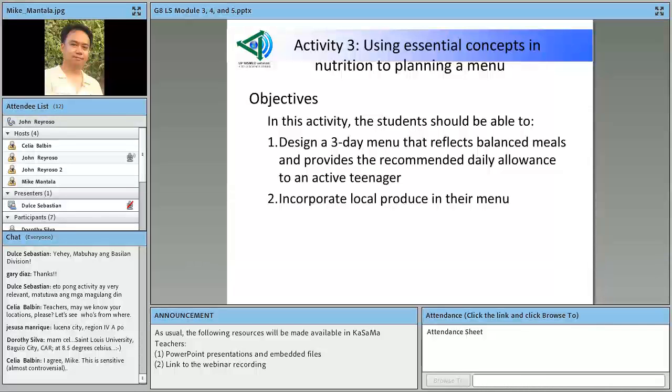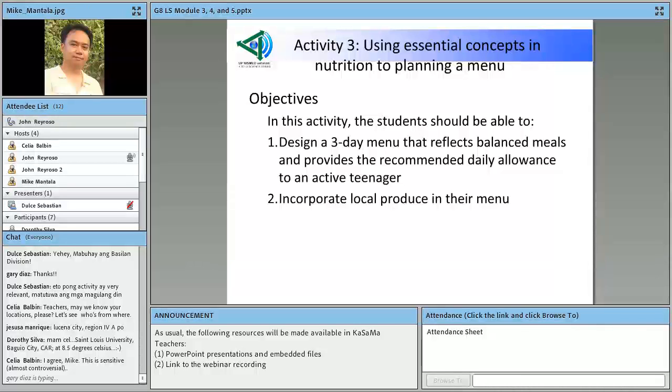And in activity 3, using essential concepts in nutrition to plan a menu, we have here 2 objectives. That after performing this activity, the student should be able to design a 3-day menu that reflects balanced meals and provides the recommended daily allowance for an active teenager. And number 2, incorporate local produce in their menu.